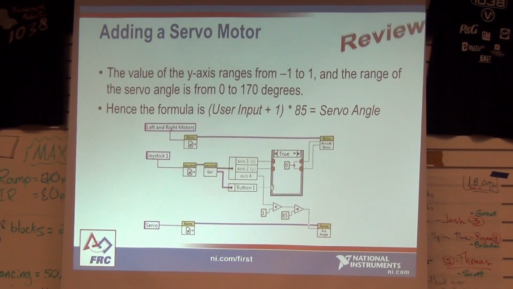So if I'm adding a servo motor, in this logic, I have my left and right drive motors. My reference is going to the arcade drive VI, but I want to control it with my joystick. So I'm also going to do a get on my joystick, and pull out which axes I need to use, and also which button I want to control to be able to give it a certain value. And then I also am using axis 4 for my servo to set the angle.